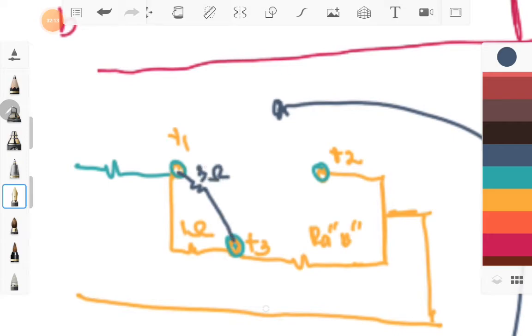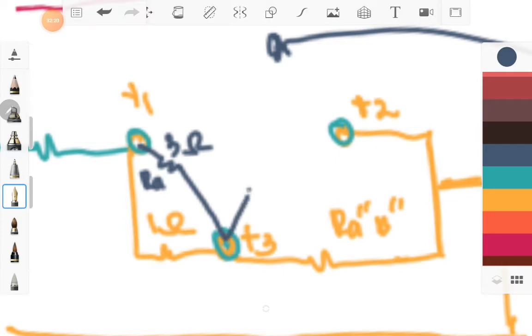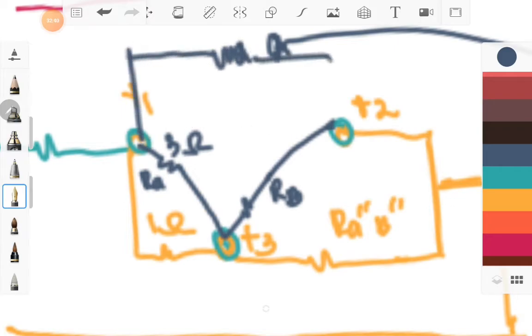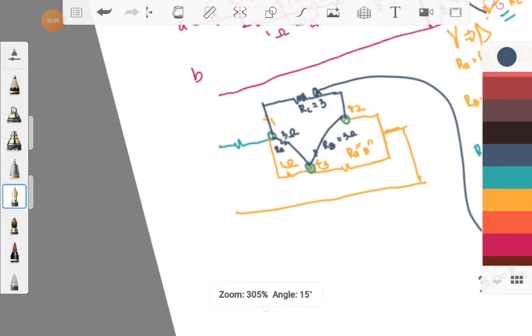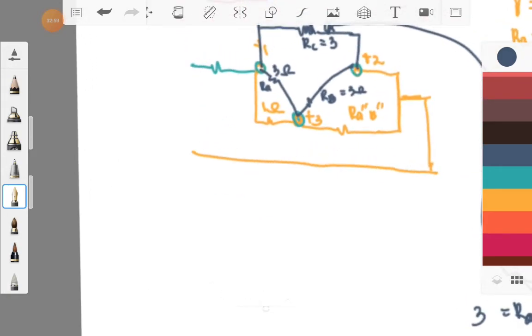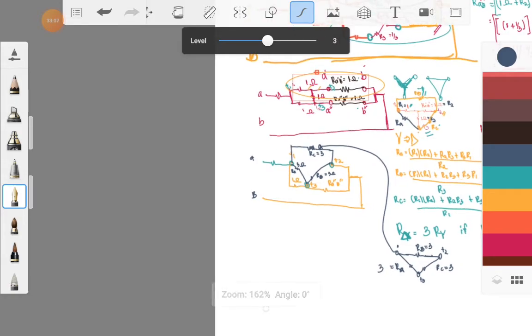That is your RA, RB, and then your RC, which is equal to 3 ohm. What do you notice next? Let's rewrite this into another figure, without removing our A and B here. You'll notice the figure is now lying down. Just kidding.